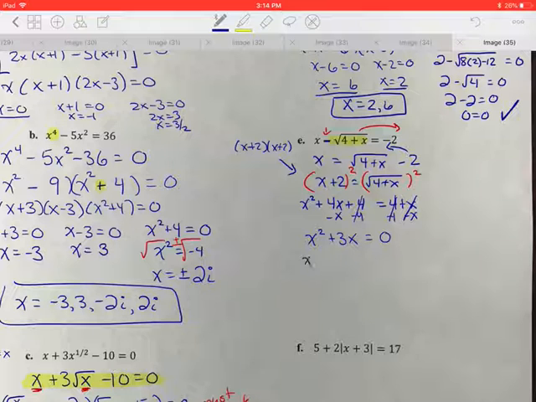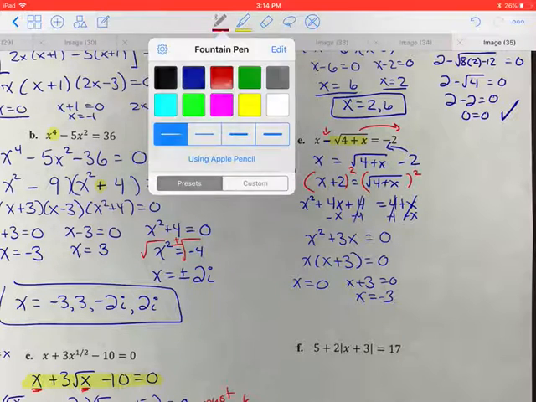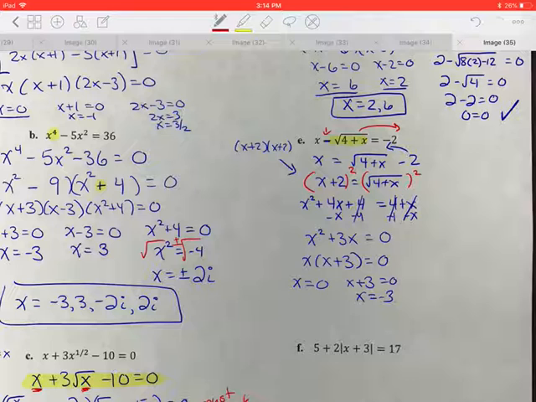This is nice because it's really easy to factor. All I do is take out an x and set each one equal to 0. So I get x equals 0 and x equals -3. But remember, I have to check these. I did square both sides, so I do have to check.